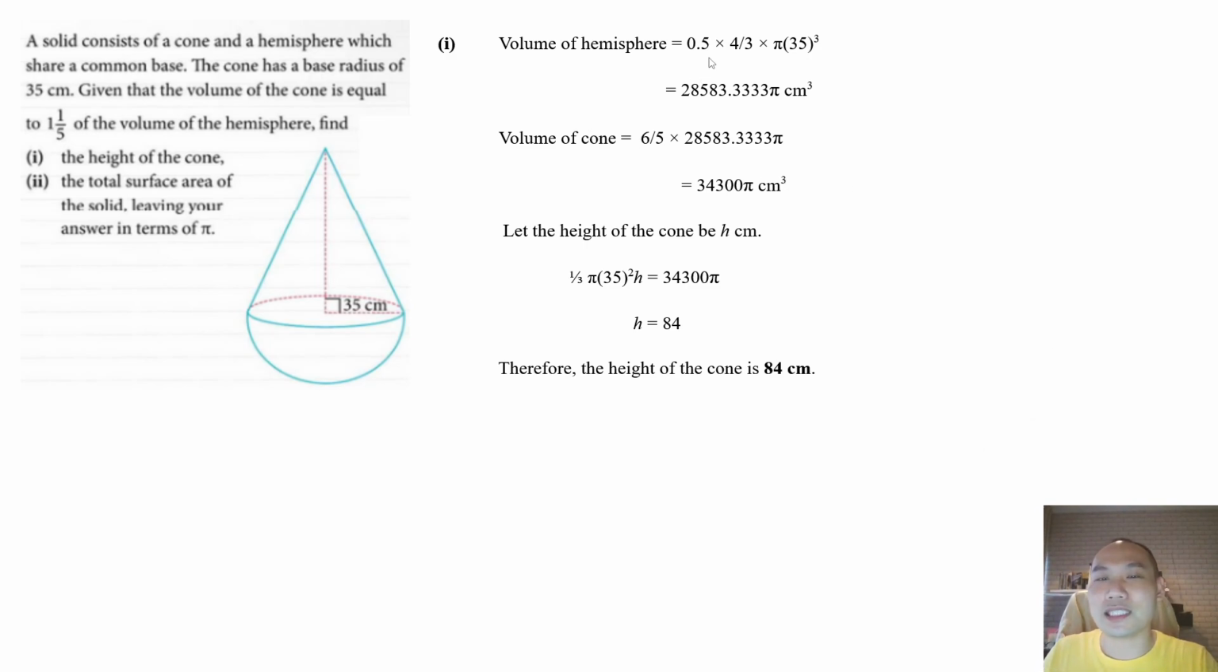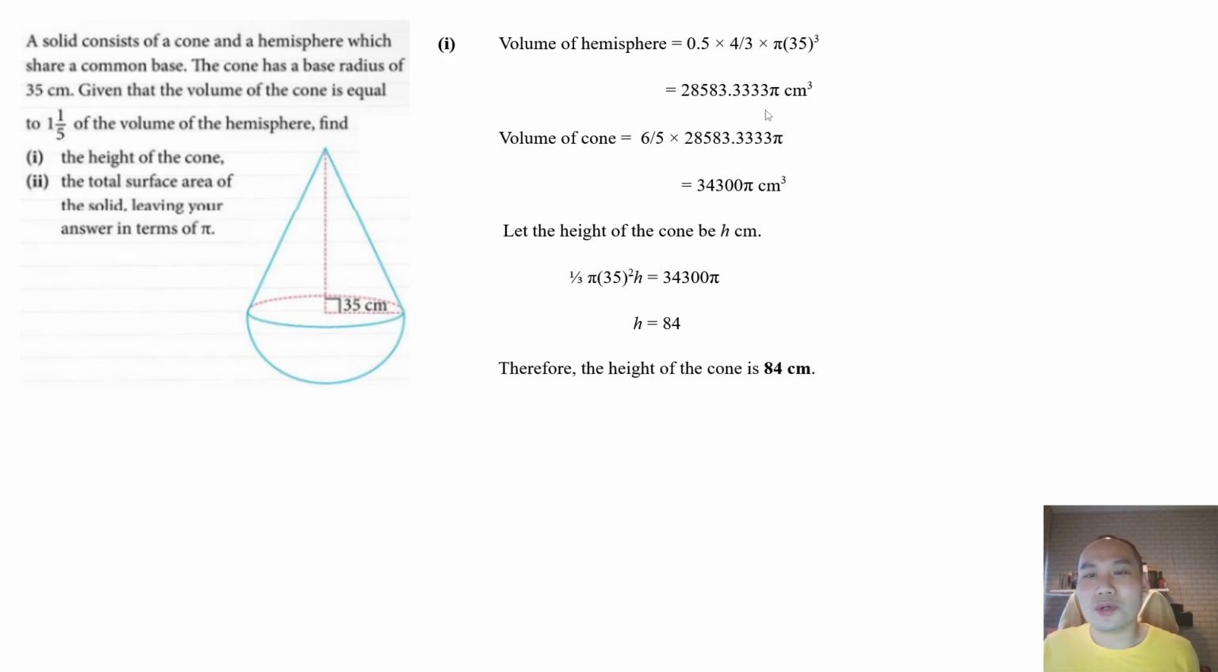So volume of hemisphere is half times the volume of the sphere. Volume of the sphere is 4/3 pi r cube, right? So 4/3 pi r cube, volume of the sphere, half it to find the volume of hemisphere. We have 28,583 and 1/3 pi. Okay, because I'm putting it in slides, it's not that easy to write it in fractions, so I write 0.3333, right?